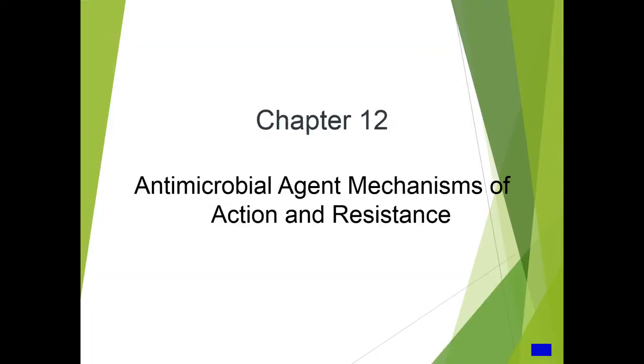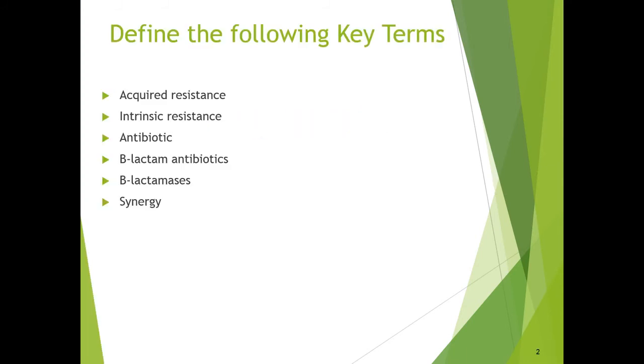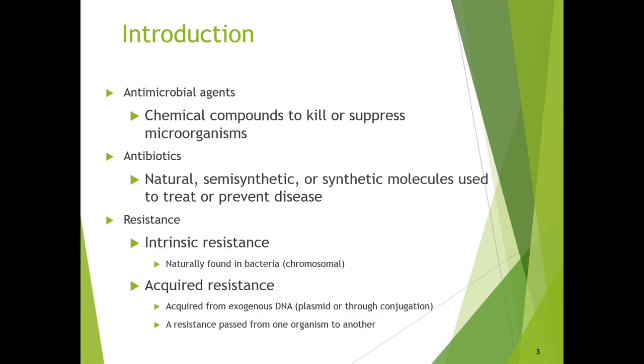Okay, Chapter 12 and 13. Chapter 12, there's not a whole lot I want you to know. Mostly just get some familiarity with some of these key terms, and we'll go over some of these. Acquired resistance, intrinsic resistance, how are they different from each other? What is an antibiotic? What are beta-lactam antibiotics? What is a beta-lactamase? And what does synergy mean?